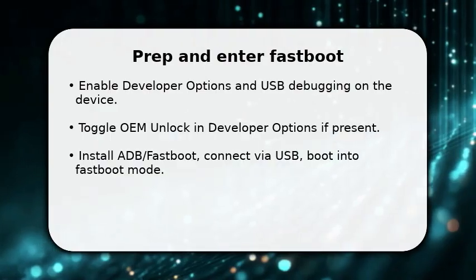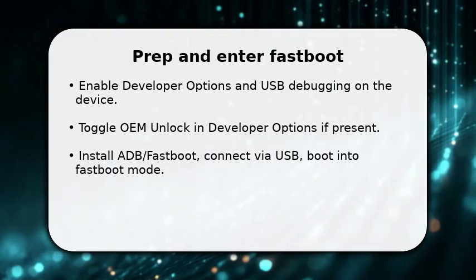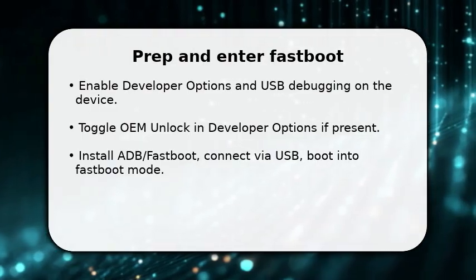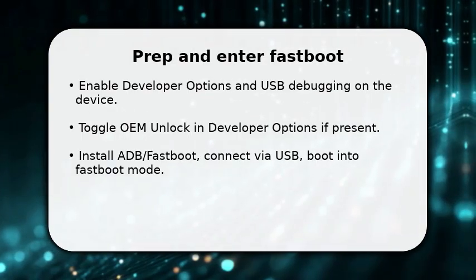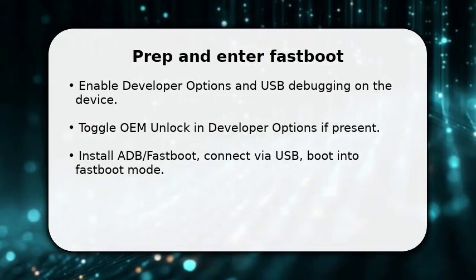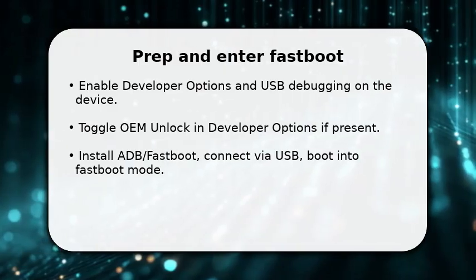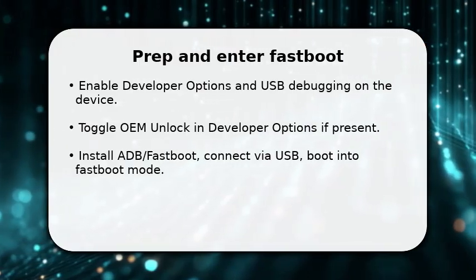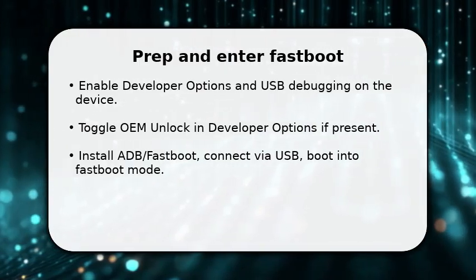You start by preparing the device and your computer so the unlock can proceed cleanly. Enable developer options, turn on USB debugging, and enable OEM unlock when shown. This authorizes the bootloader change. Install ADB and Fastboot tools on your PC, then connect the phone with a good USB cable.